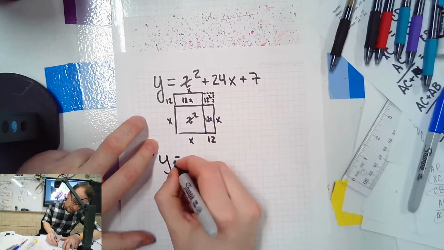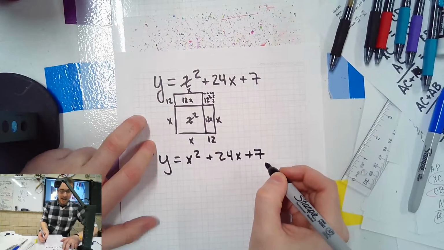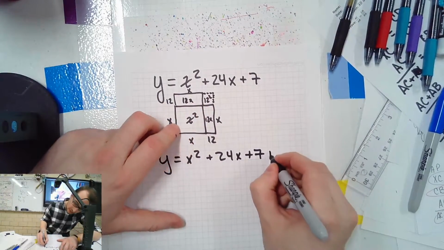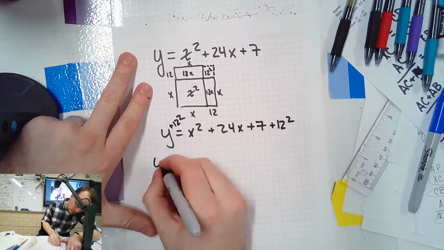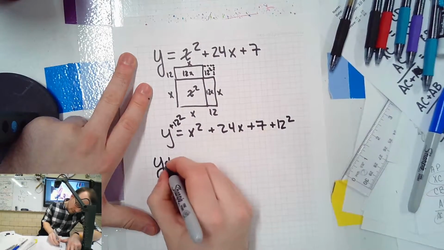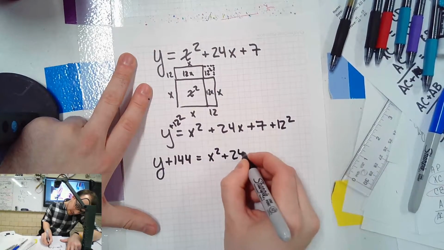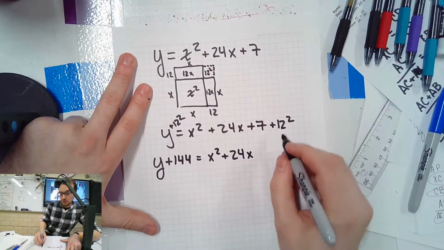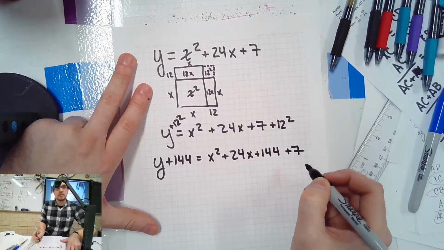So here's what we're going to do. We're going to do y equals x squared plus 24x plus 7, and we're going to add 12 squared to both sides. Gross. What do I get? What's 12 squared? 144. Now, I'm going to move the 144 here, and I'm not going to combine it with the 7. I'm just going to switch those.